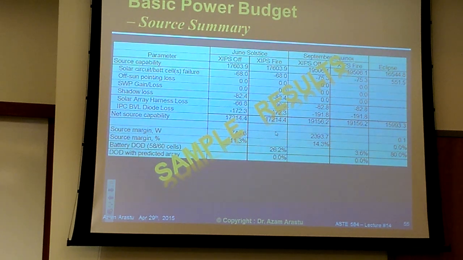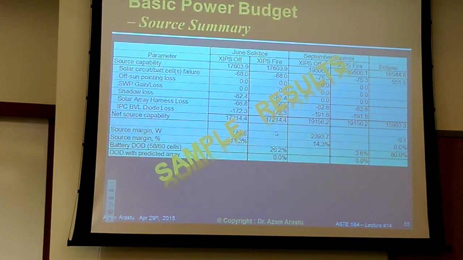There's also the diode loss, because you want to bring in diodes. Again, it's a pretty significant loss. So this is all the source summary, and again, your margins.